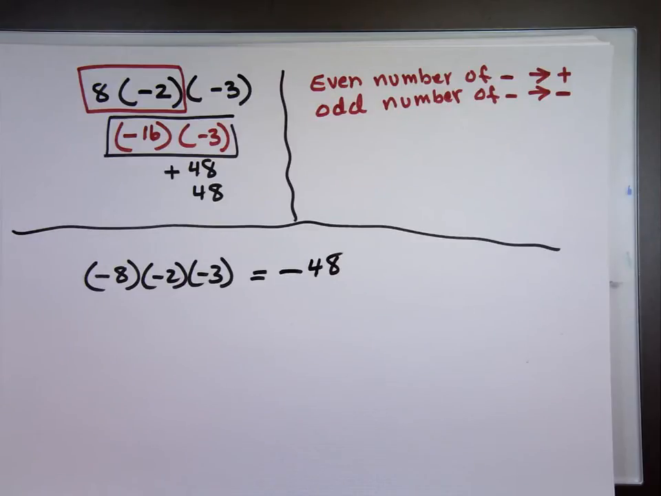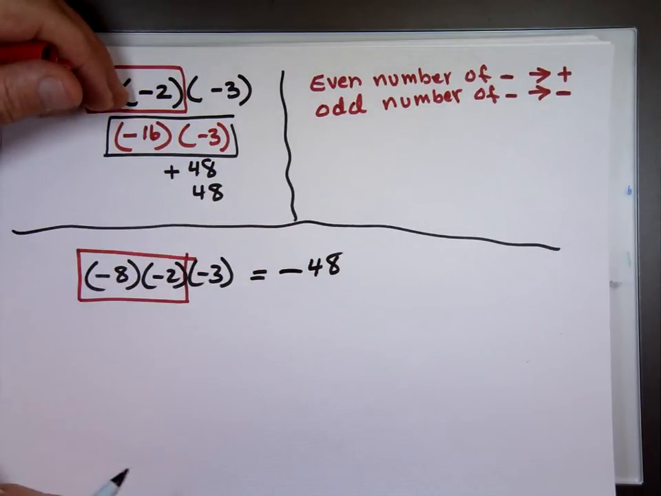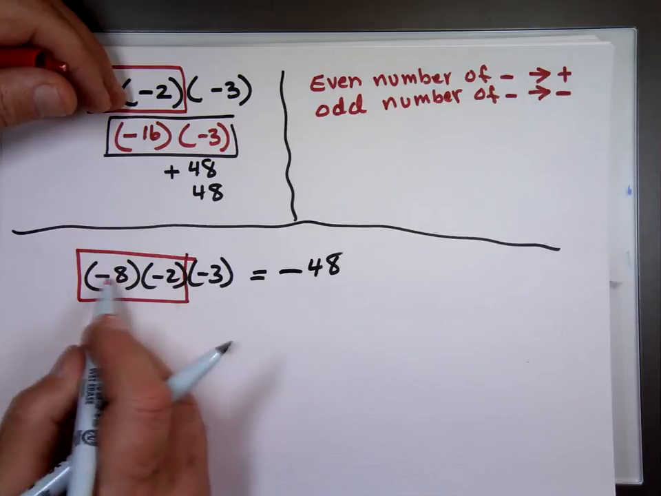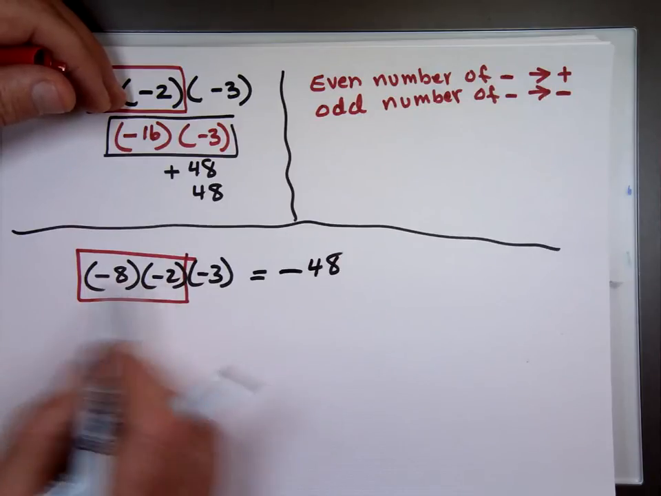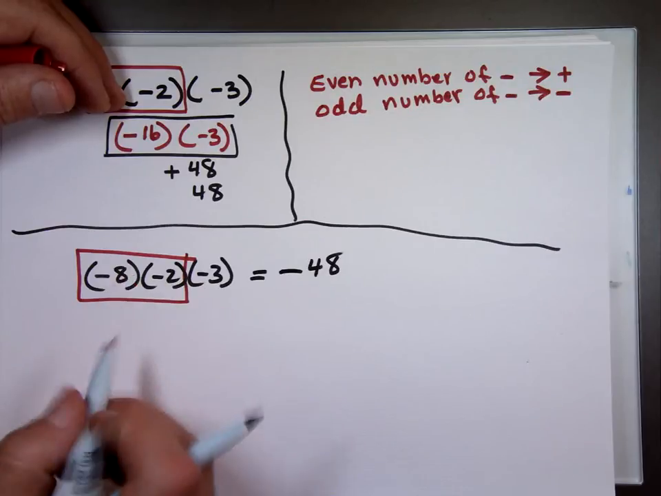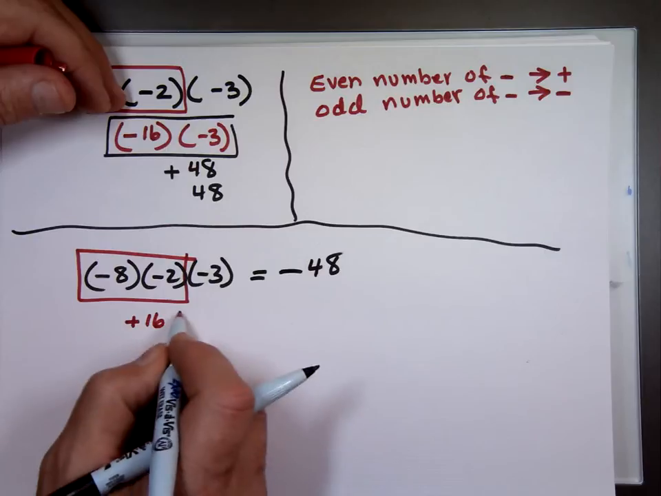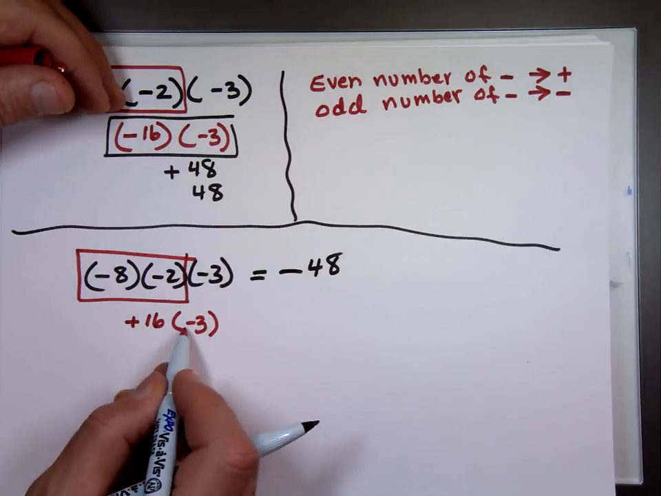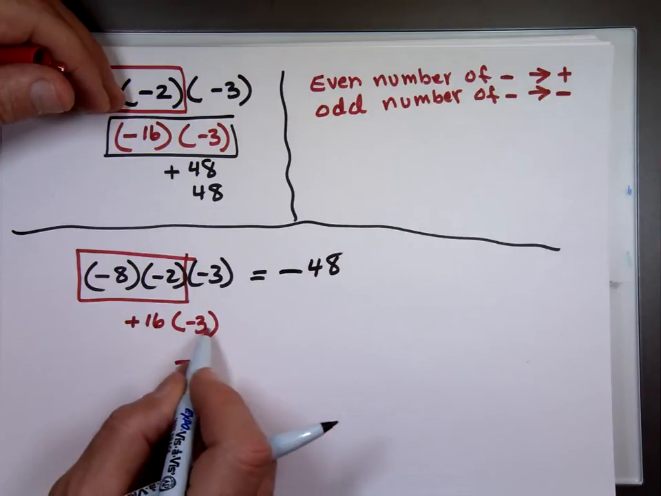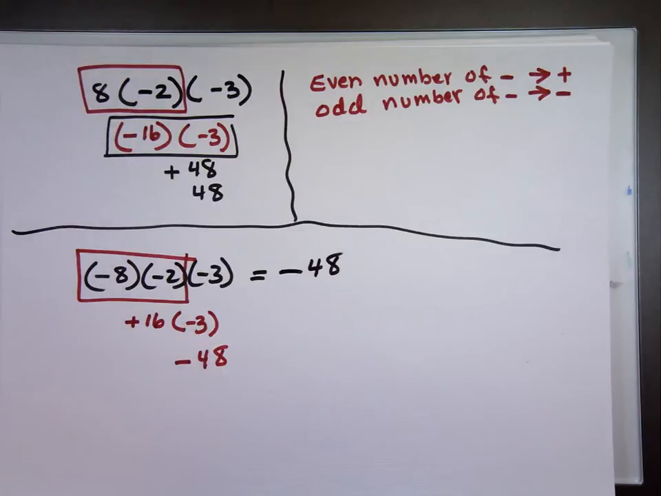Now, if we did it slowly, this is an even number. If you forget the rules, just think of odd and even. Even number of negative signs. The result for these two should be what? Positive 16 times a negative 3. Even or odd negative signs? Odd. 16 times 3? 48.